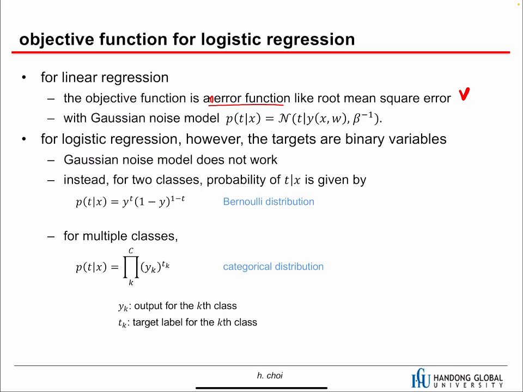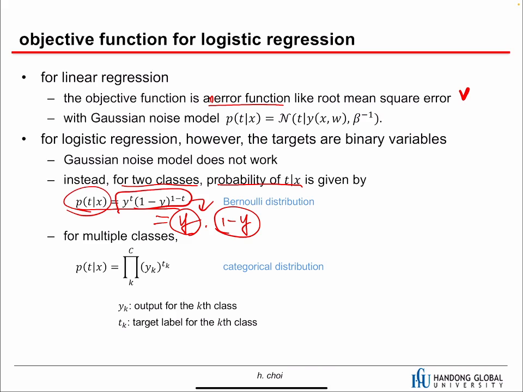Let's assume that we have two classes, and the probability of t given x is given by this. t is the label and y is the estimate. When t is 1, this probability is y, and when t is 0, this probability is 1 minus y. So it is either y or 1 minus y. This is only for the binary class problem.